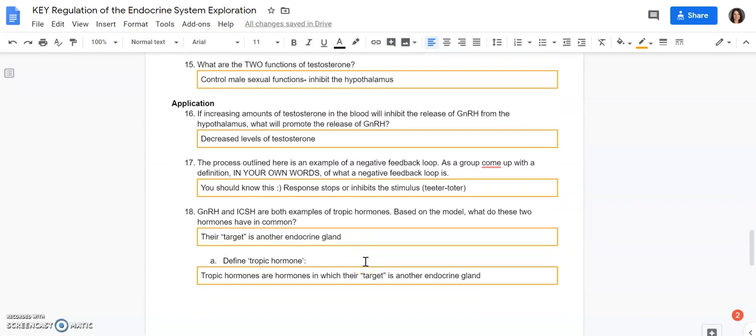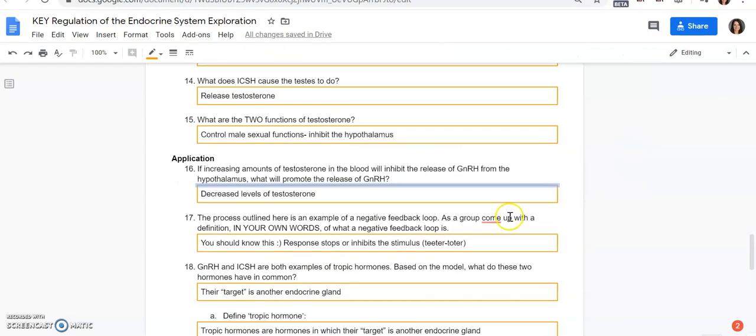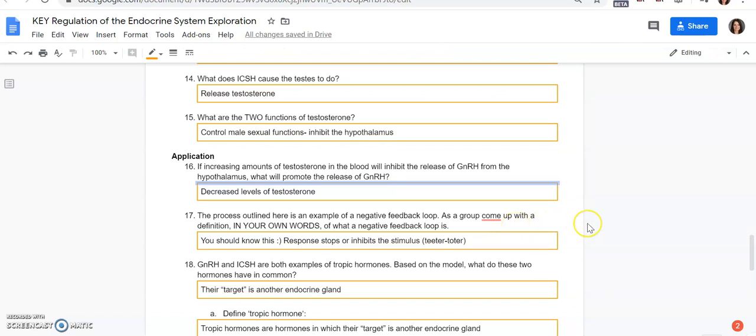If increasing the amounts of testosterone in the blood will inhibit the release of GnRH from the hypothalamus, what will promote the release of GnRH? So decreased levels of testosterone. Right, and then the process outlined here is an example of a negative feedback loop.